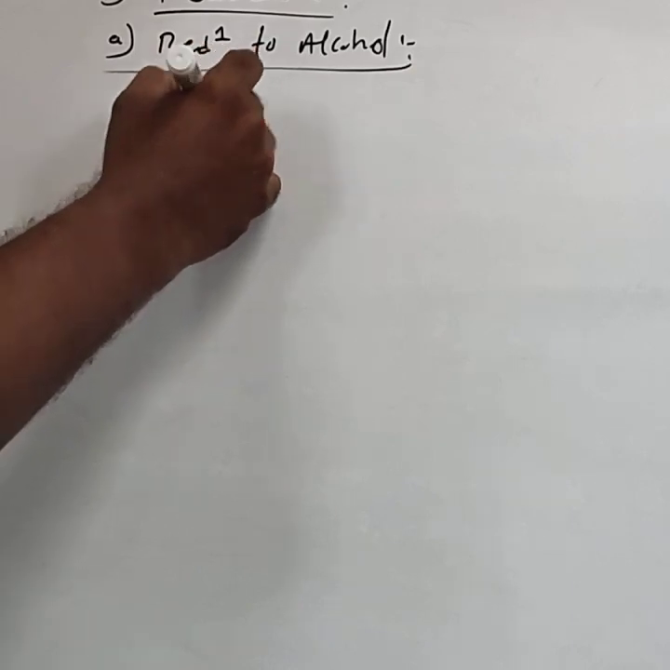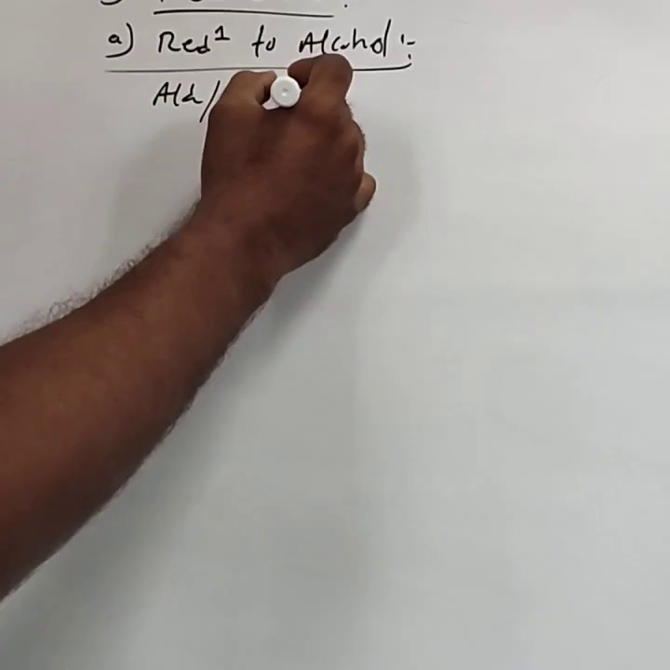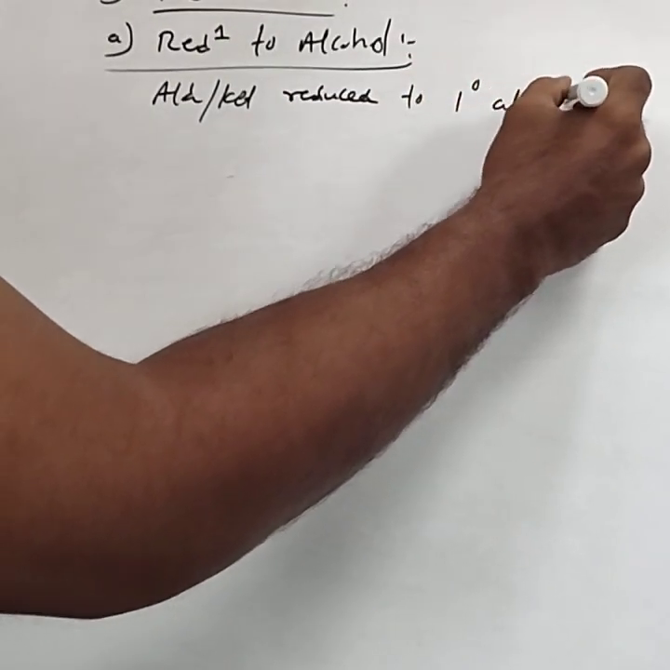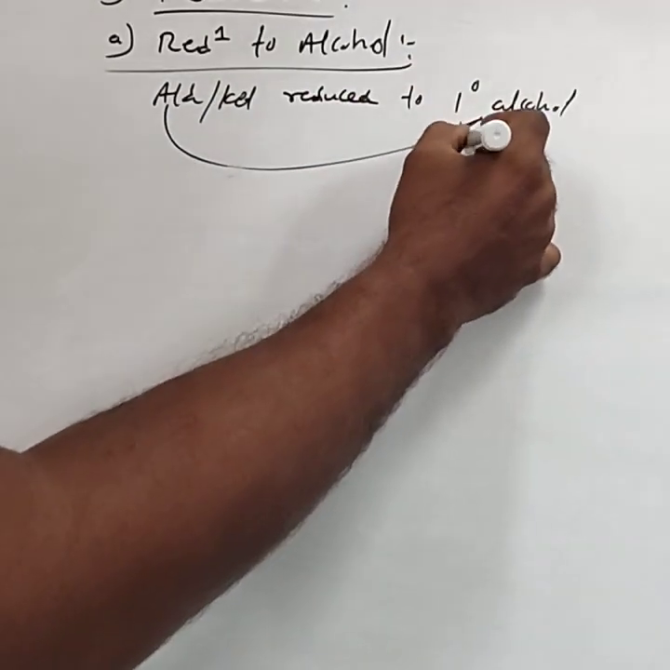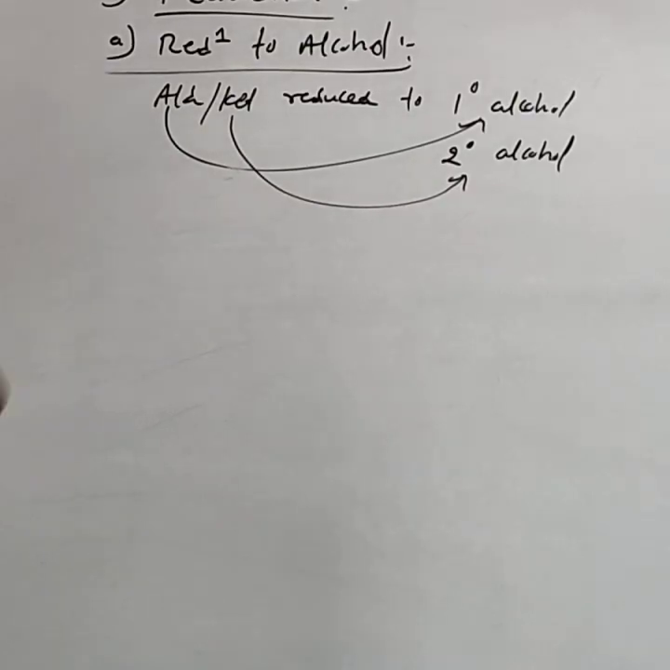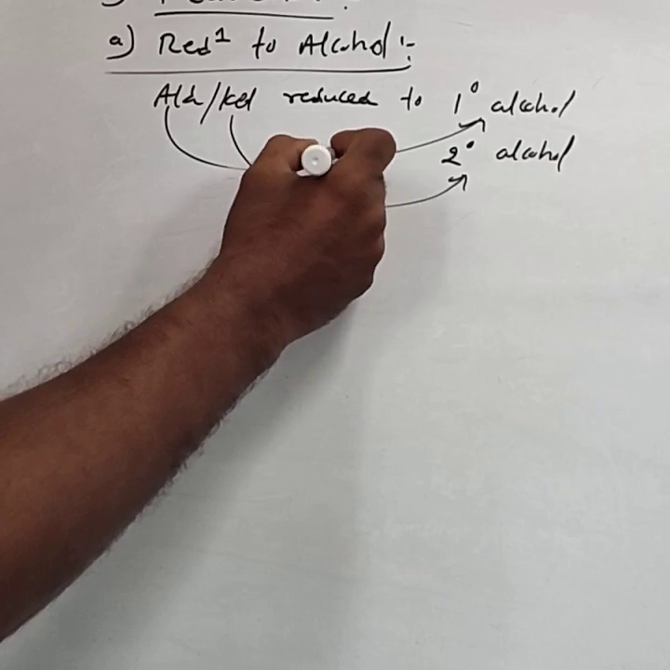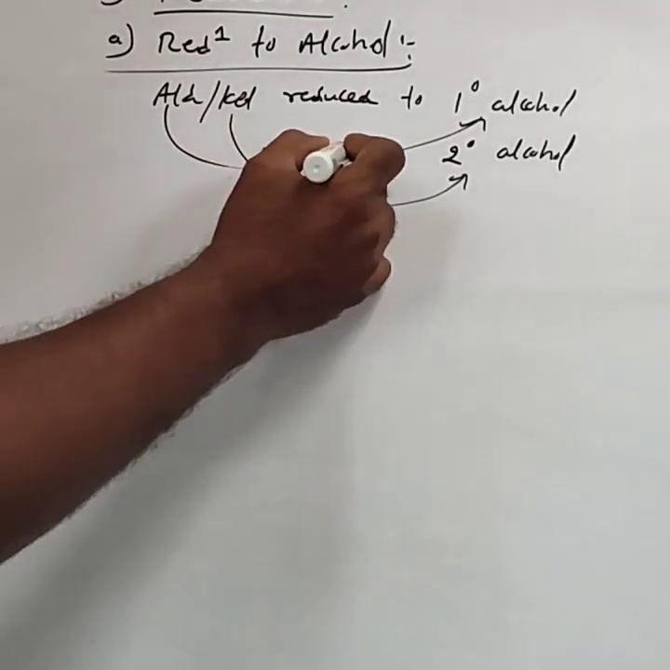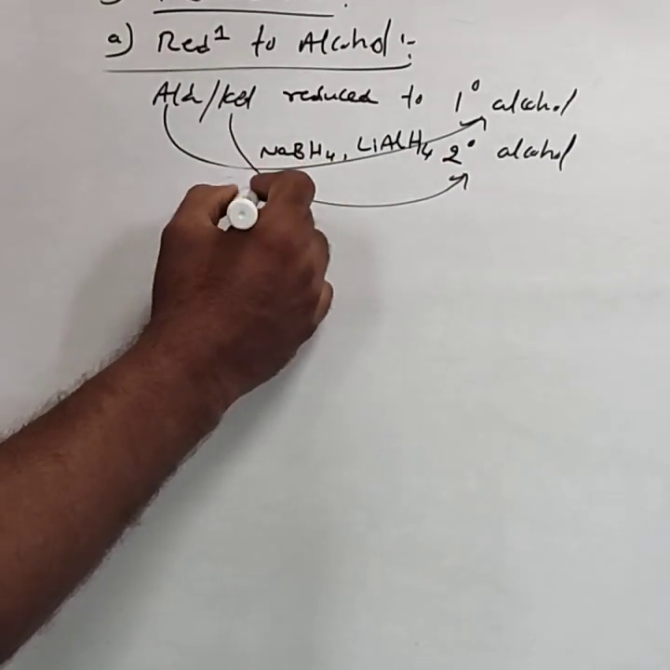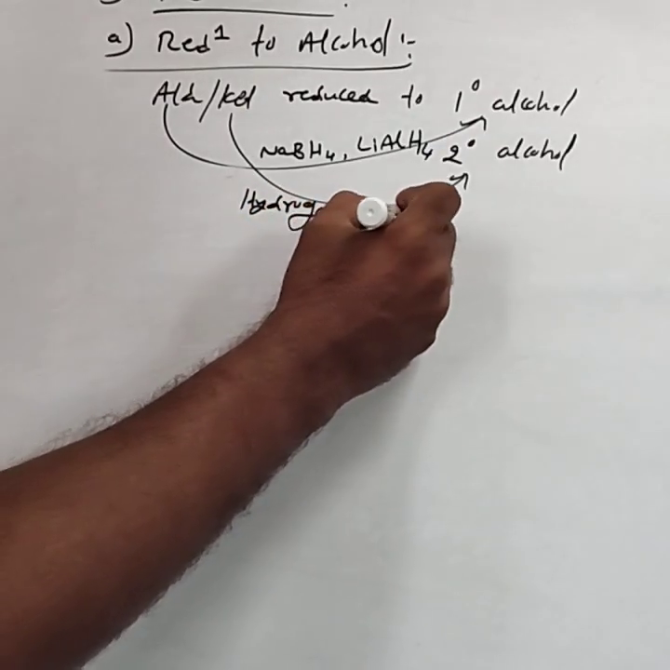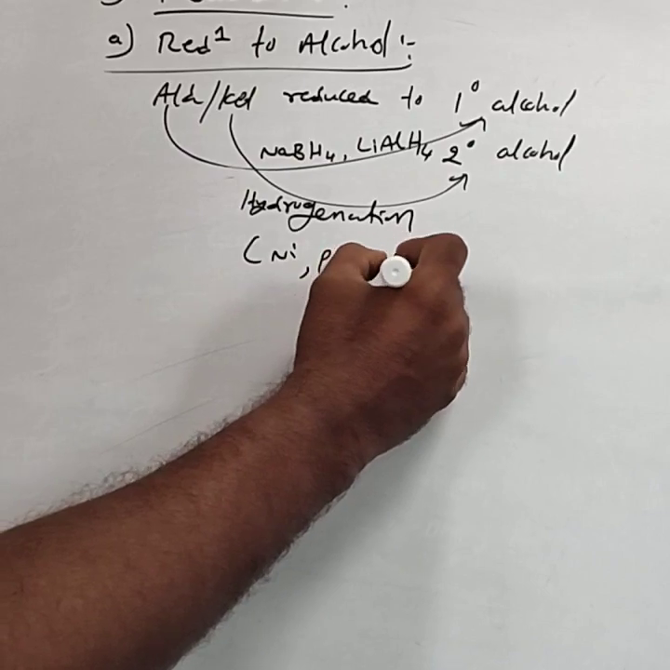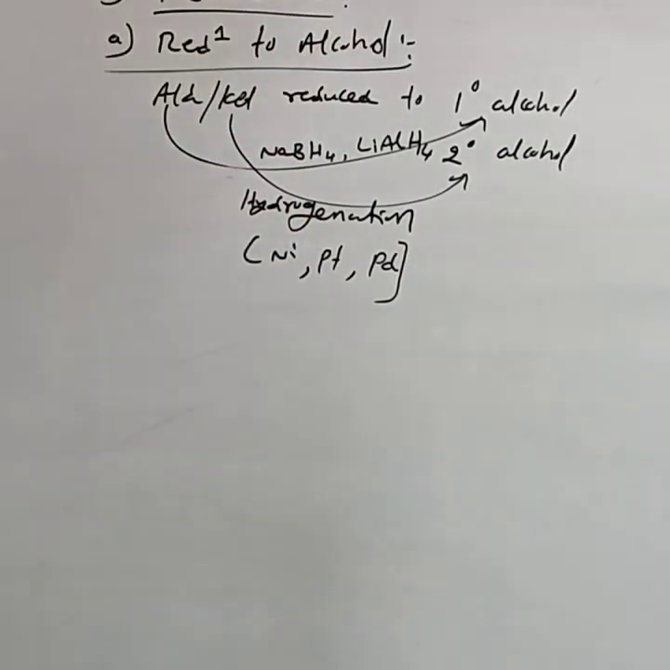These aldehydes and ketones are reduced to primary alcohol and secondary alcohol respectively: aldehydes are reduced to primary alcohol and ketones are reduced to secondary alcohol, either by sodium borohydride NaBH4, LiAlH4 lithium aluminium hydride, or catalytic hydrogenation using either nickel, platinum or palladium catalyst. This is the reduction to alcohol.